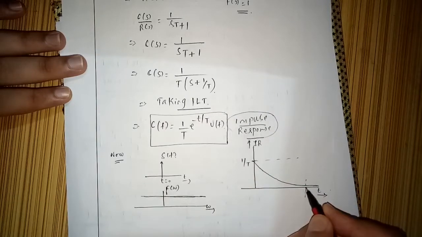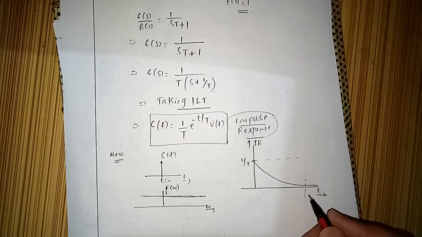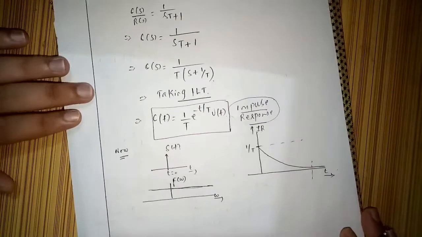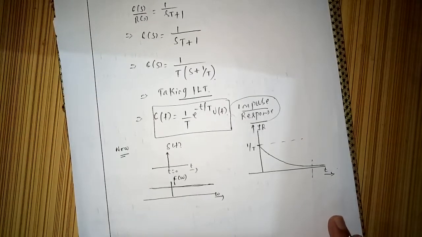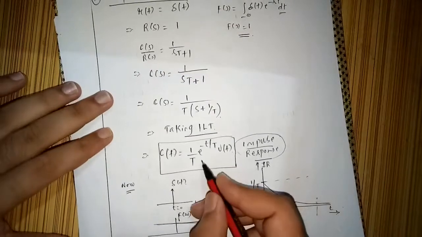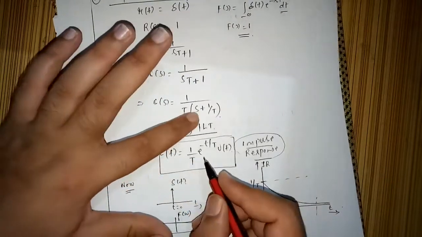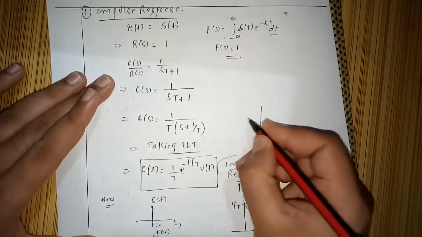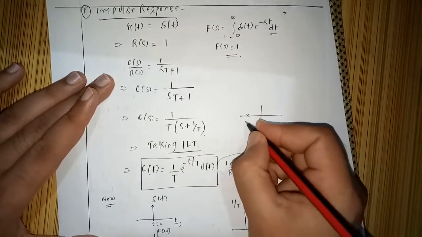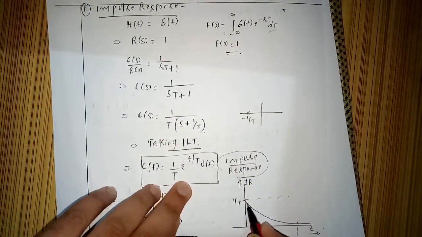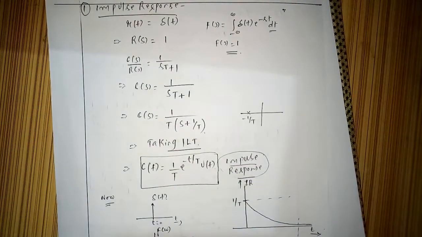Sufficient transient will be decayed by a sufficient amount in 5 time constants. Only 2% of tolerance will be there, that we will see very soon, don't worry. Now, what else? One more thing: I am taking this 1/(s+1/T), and if I draw the pole location, so -1/T is here, right? So I am getting a decaying response.